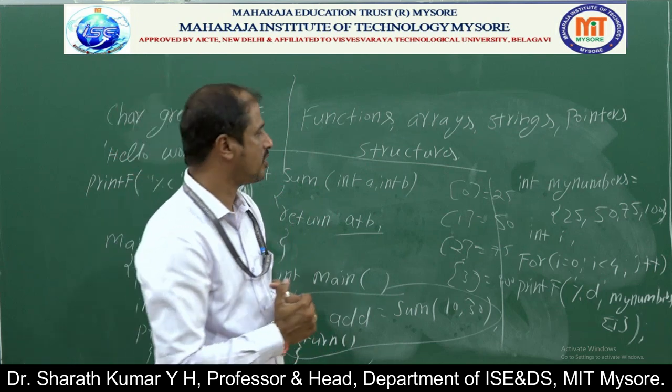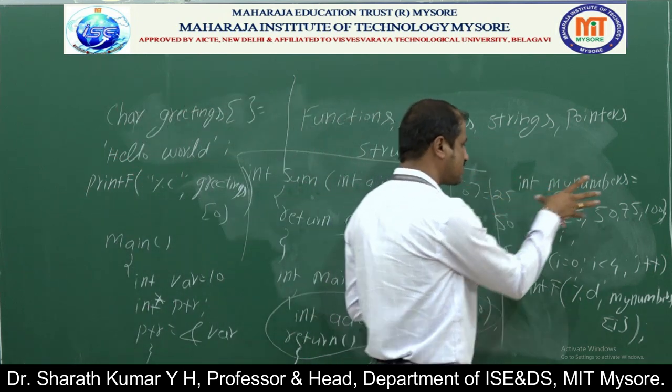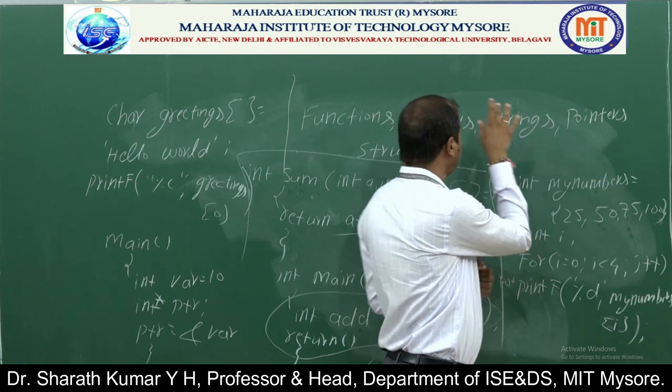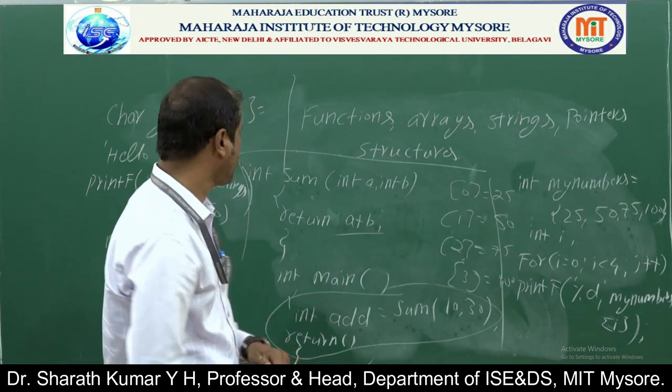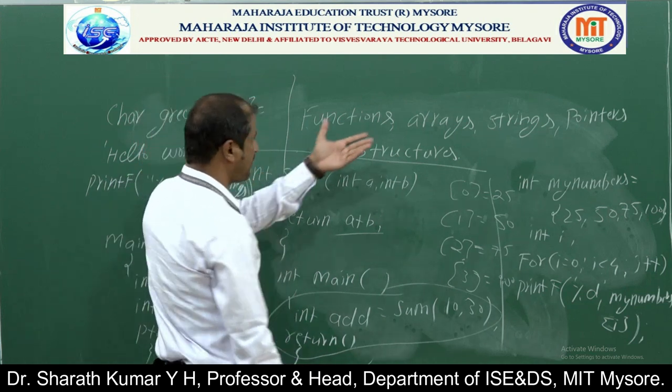So this is what they are going to be: arrays. Here the objective is that these 4 numbers can be defined with a single variable, with the help of arrays. Okay, so like this I am going to define the strings.